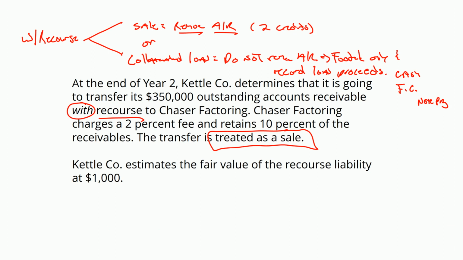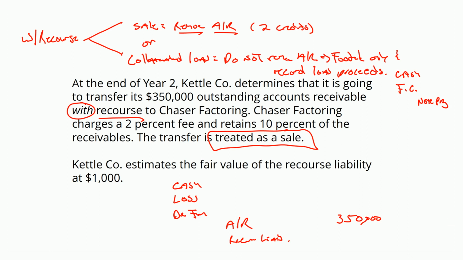You ready? So we're going to transfer $350,000, alrighty? So we know we're going to credit our accounts receivable for $350,000. So we're going to have a debit to cash. We're going to have our loss. We're going to have due from our factor. We're going to have our accounts receivable, $350,000. And then we're going to have our recourse liability. Okay, we have one piece of the puzzle.